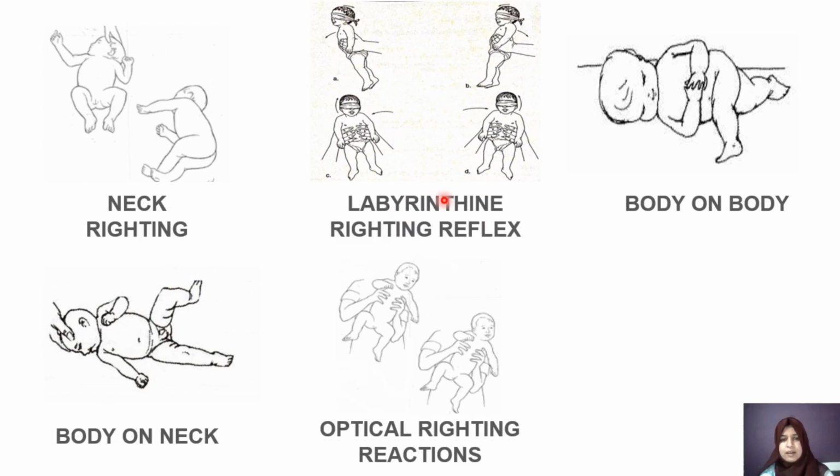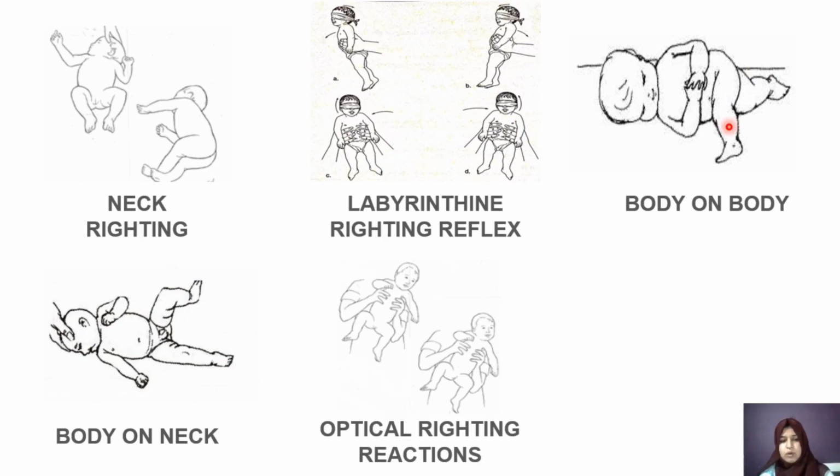Onset of the labyrinthine righting reflex is 2 months and the integration is that it remains throughout life. We can assess this in the prone, supine, and sideline position. In this, vision should be occluded. Then the therapist should tilt the body laterally, and the response the therapist will get is that the head seeks the vertical position in space laterally.